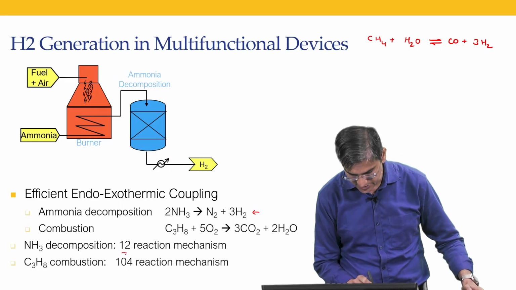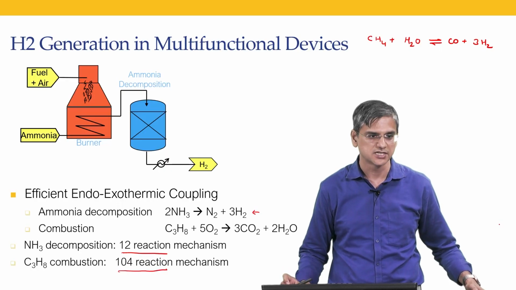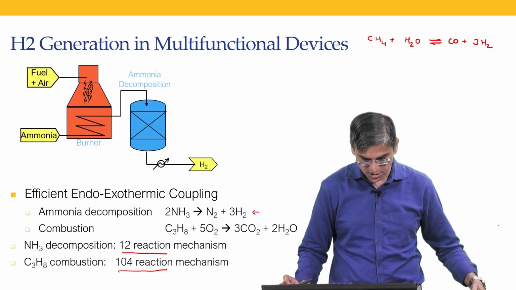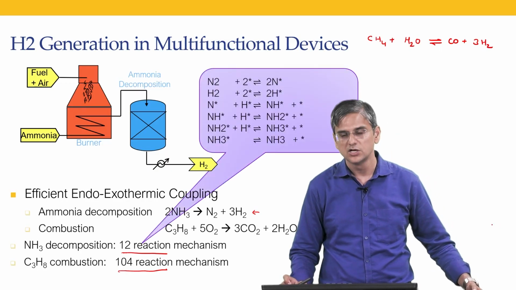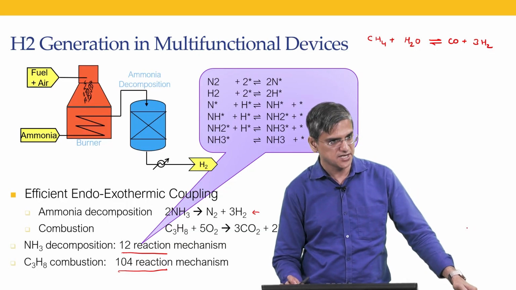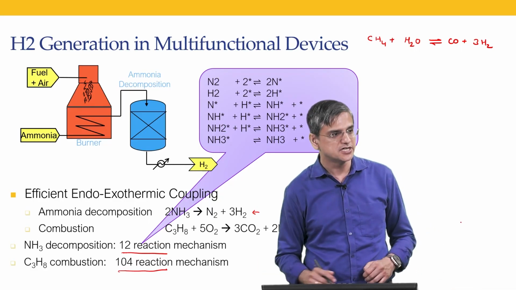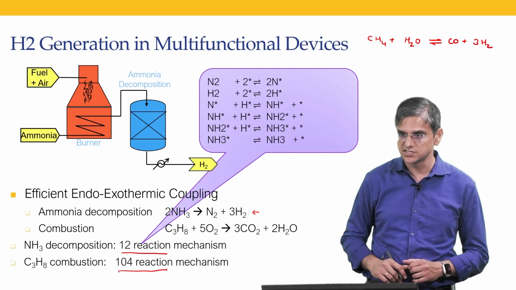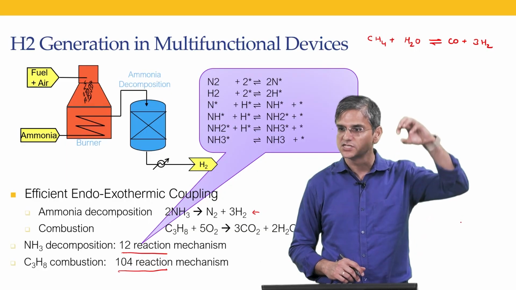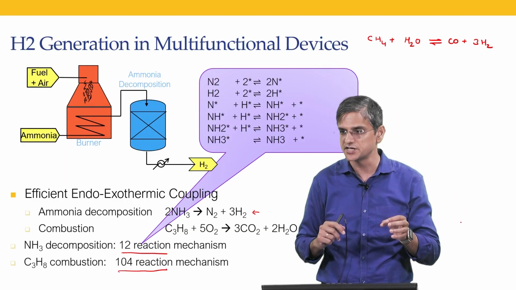Okay, and the mechanism for C3H8 combustion contained 104 reactions. Not 1, 2, 3, 4, but 104 reactions. Just to give an example for ammonia, this is enumeration of all the possible reaction steps that can take place on a catalyst surface. Ammonia you might have studied in the context of Langmuir-Hinshelwood mechanism in your undergraduate if you are chemists or chemical engineers. Okay, so what happens is ammonia decomposition or ammonia formation does not take place as a single reaction.